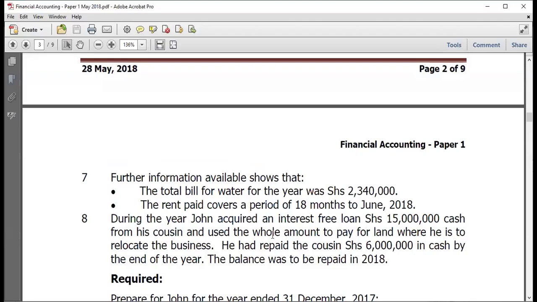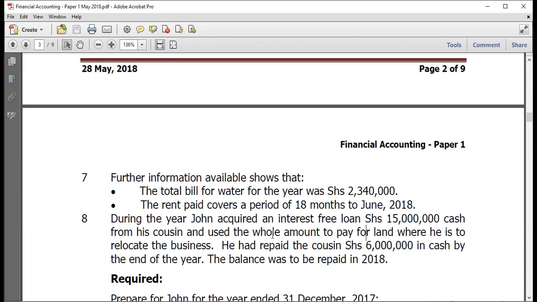And then they are telling us that this whole amount was used to pay for land where it's to relocate the business. Now, I want to highlight to you that sometimes the examiner may want to confuse you and say that it was to pay for land where John's house is located, like where John's personal house is located. Now, if you have such a transaction, that transaction will be a personal transaction to John's life, not to the business. So that transaction, you wouldn't record it. But the fact that we are talking about the business here, we bought this land for the business, that's the reason why we are recording this whole transaction, okay?